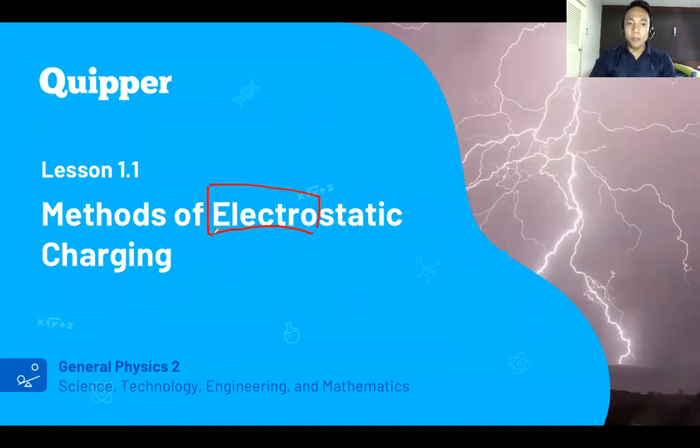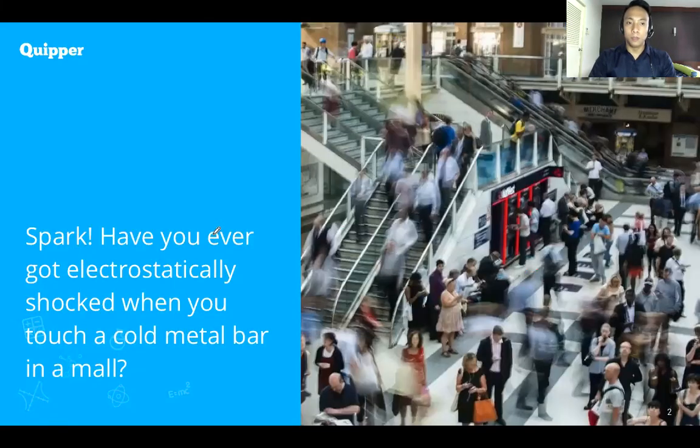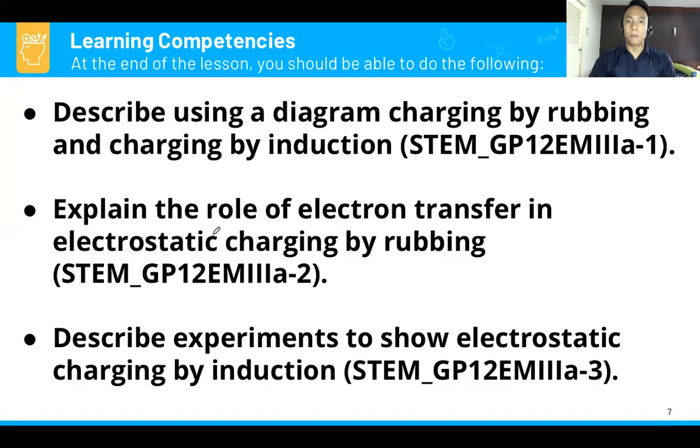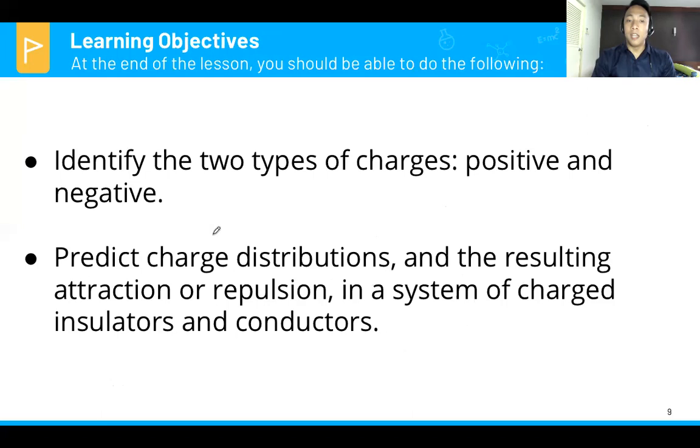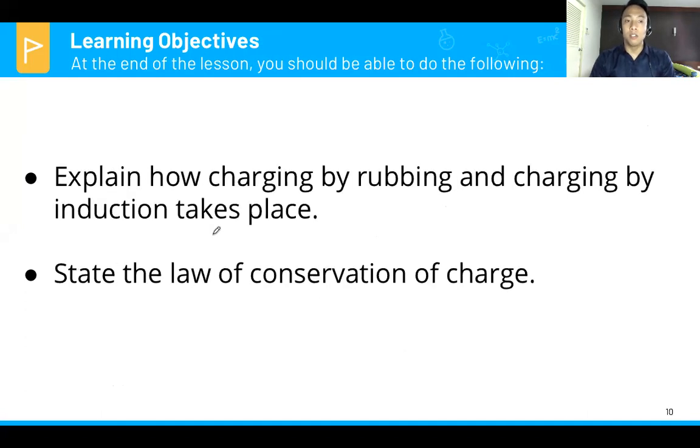So these are the following objectives for today's lesson. Identify the two types of charges, positive and negative. Predict charge distributions and the resulting attraction or repulsion in a system of charges, insulators and conductors. Explain how charging by rubbing and charging by induction takes place. State the law of conservation of charge. So we have four objectives for this lesson.